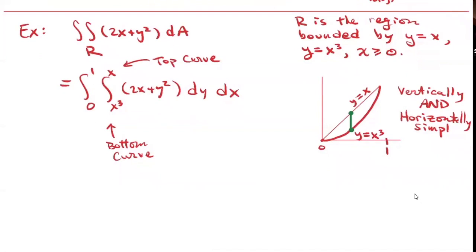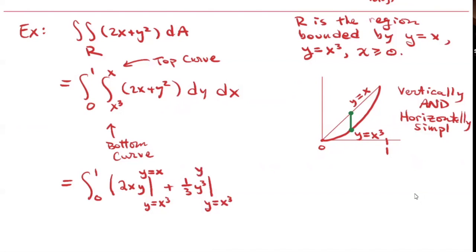Let's take a moment to evaluate it. Okay, so we're doing antiderivatives with respect to y right now. So 2x is a constant, so you're going to have a 2xy where y goes from x to the third to y equals x, and then plus y squared. But again, antiderivative with respect to y is 1/3 y to the third. And once more, y is x to the third on the bottom, and y is x on the top. So we'll do all that work, and then we'll integrate dx.